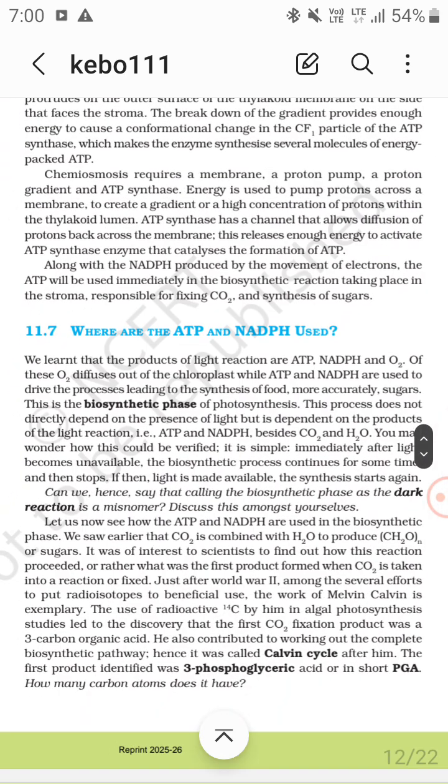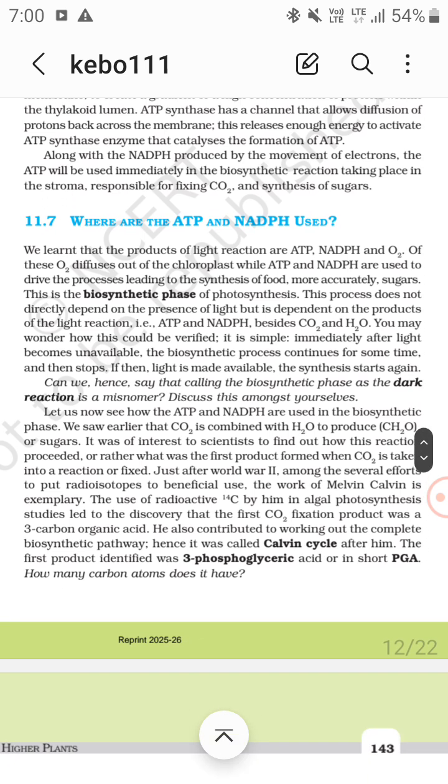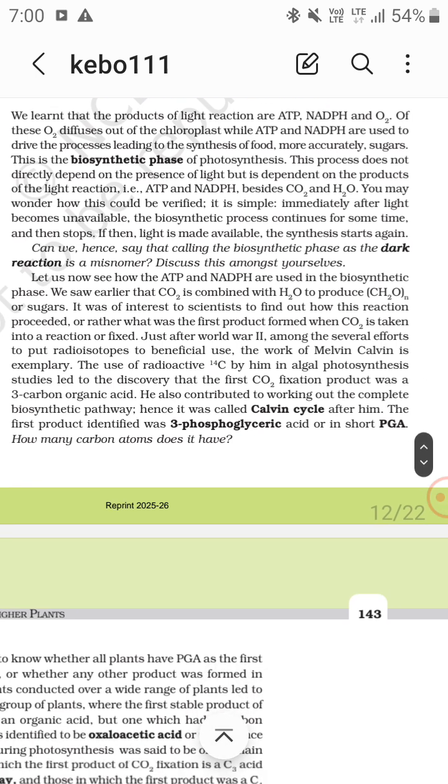So where are the ATP and NADPH used? ATP, NADPH and O2 are the products of light reaction. So O2 diffuses out and ATP and NADPH are used in the biosynthetic phase. Now this process does not directly depend on the presence of light but is dependent on the products of light reaction, that is ATP and NADPH, besides CO2 and H2O. Okay, there is dark reaction now.